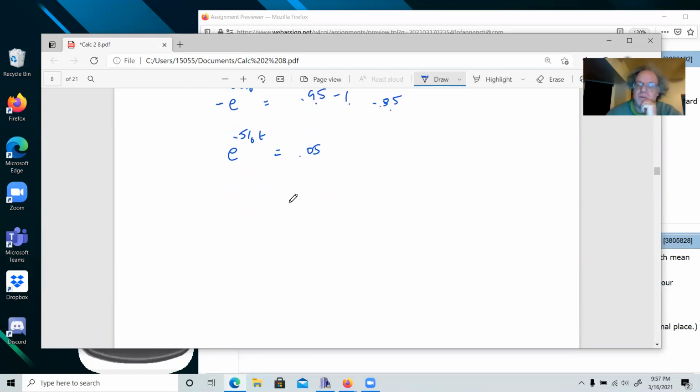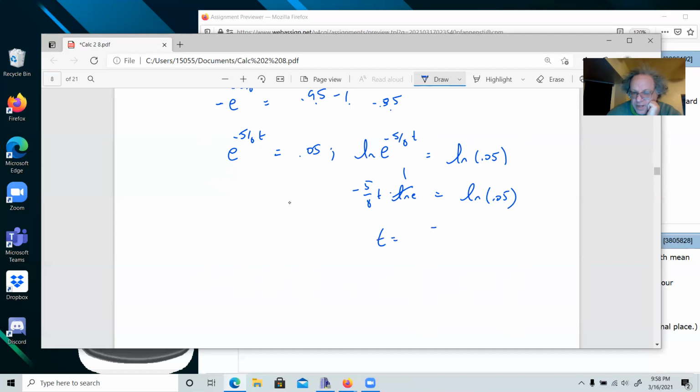Okay. What do you do when you have a variable in the exponent position? We take a natural log, of course. This comes down in front, so we have negative 5/8 t, natural log of e. You remember what that is, of course. That is equal to natural log 0.05. And t is equal to negative 8/5, natural log 0.05. I know that this is less than 1, so it's going to be a negative number times a negative number. T is going to be positive.